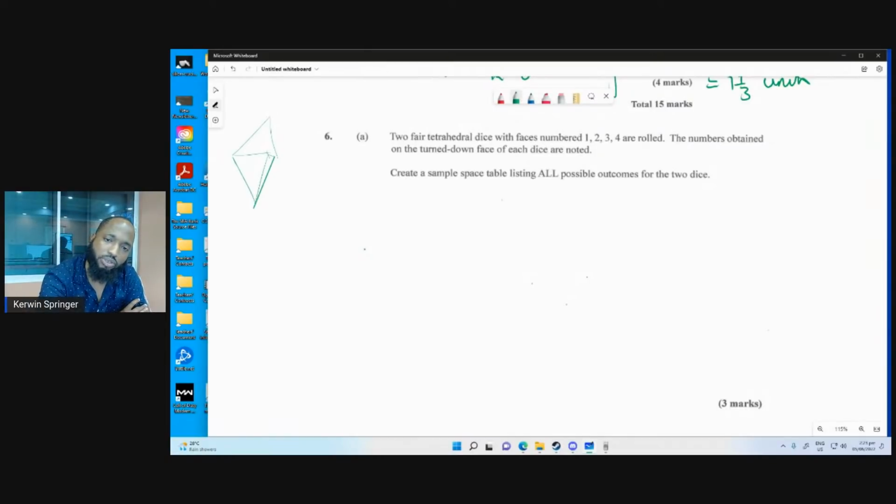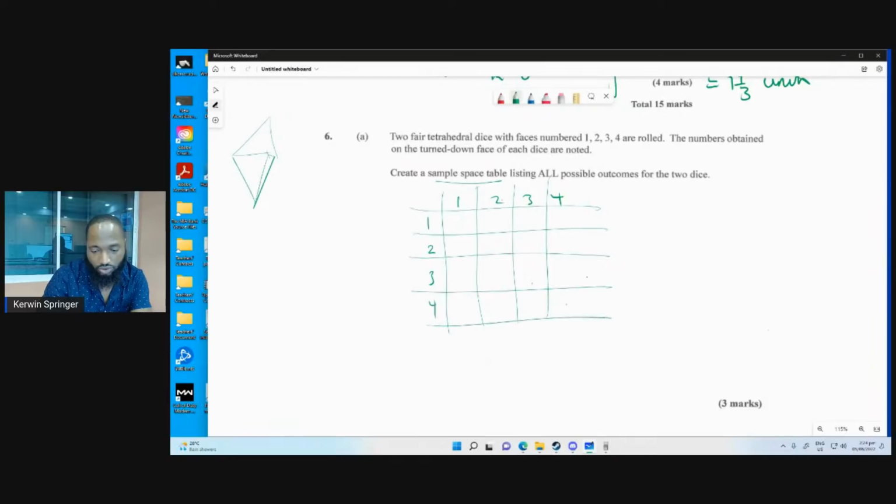So create a sample space, all the possible outcomes. So it's a sample space table. 1, 2, 3, 4 on this die, and you could do 1, 2, 3, 4 on this die. Anything like that would work. You need to label though, so you need to put die 1, die 2, and the diagram of the probability space.